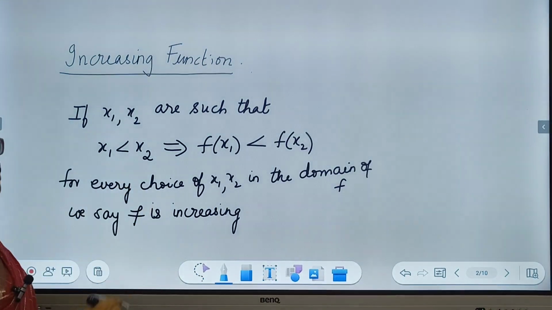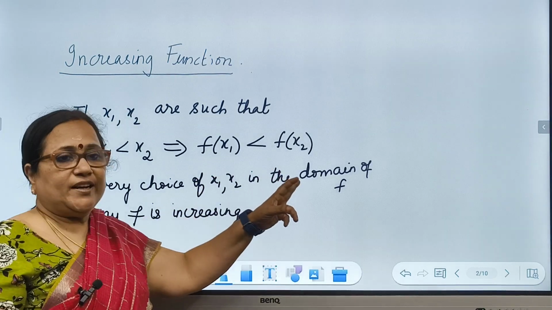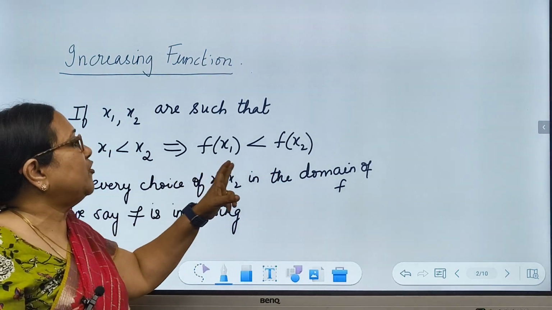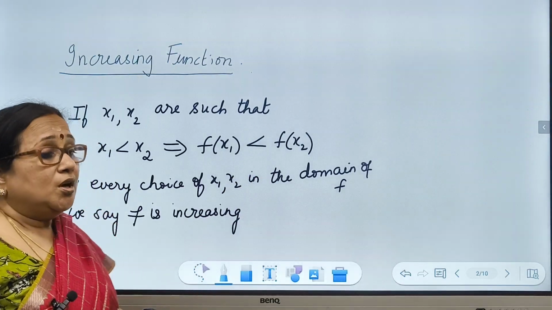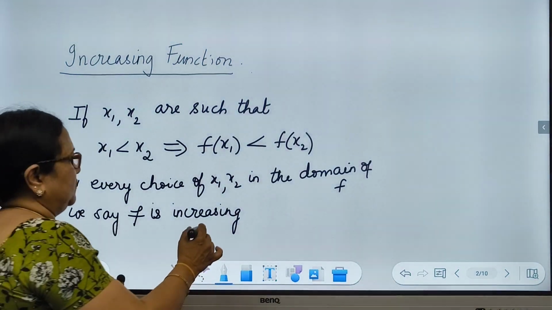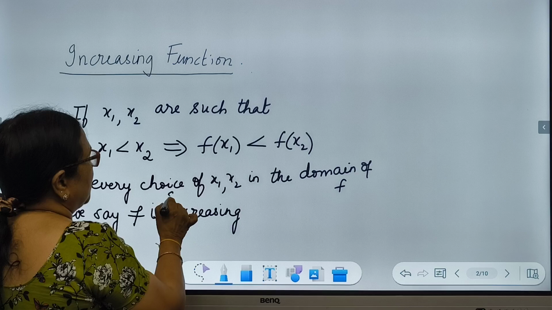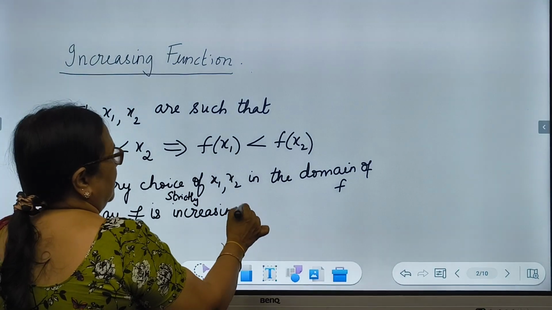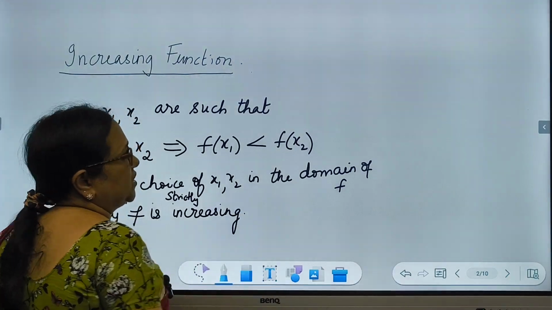Let f be a real valued function. If x1 less than x2 implies f of x1 less than f of x2, for every choice of your x1, x2 in the domain of f, we call f an increasing function. In fact, we say f is strictly increasing in the domain that we are considering.